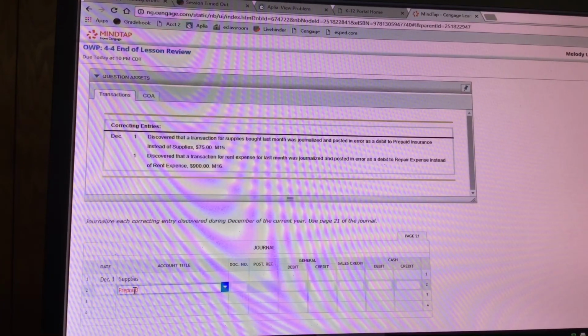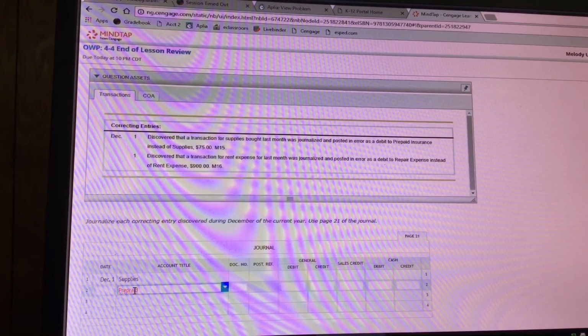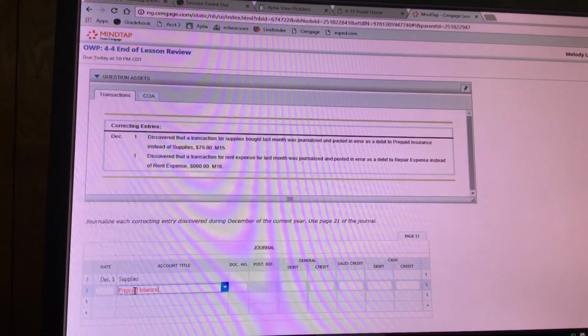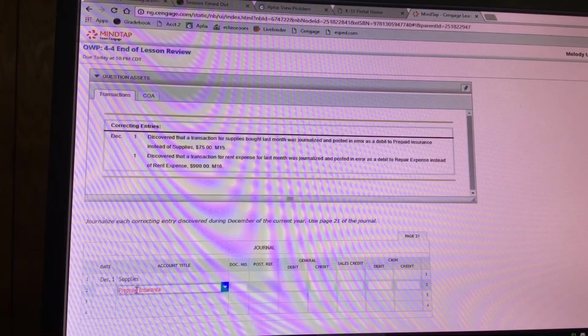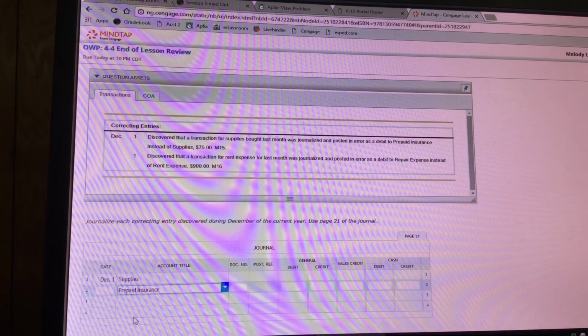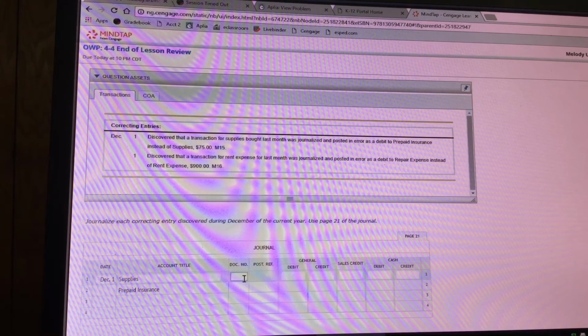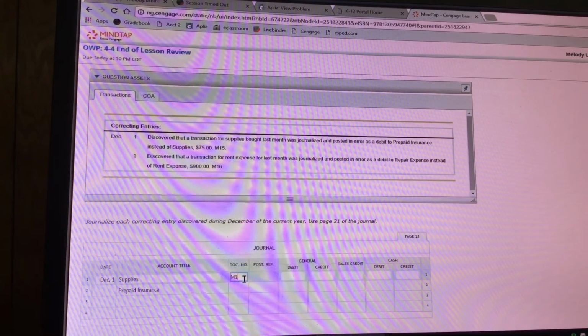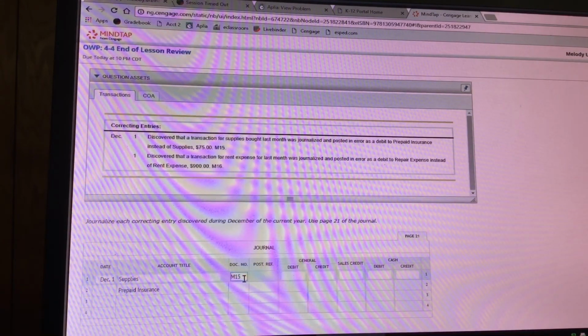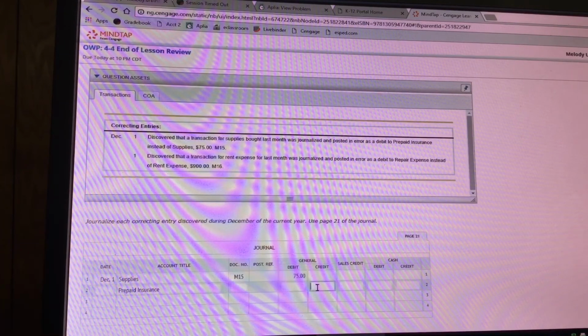Both of these are assets. So, did I spell that wrong? Yes, I did. Both of these are assets. So, in order to increase my supplies correctly, I will debit. And in order to decrease my prepaid insurance correctly, I will credit. The amount that I will be debiting and crediting is $75. So $75 on the supplies for a debit and $75 on prepaid insurance for the credit.